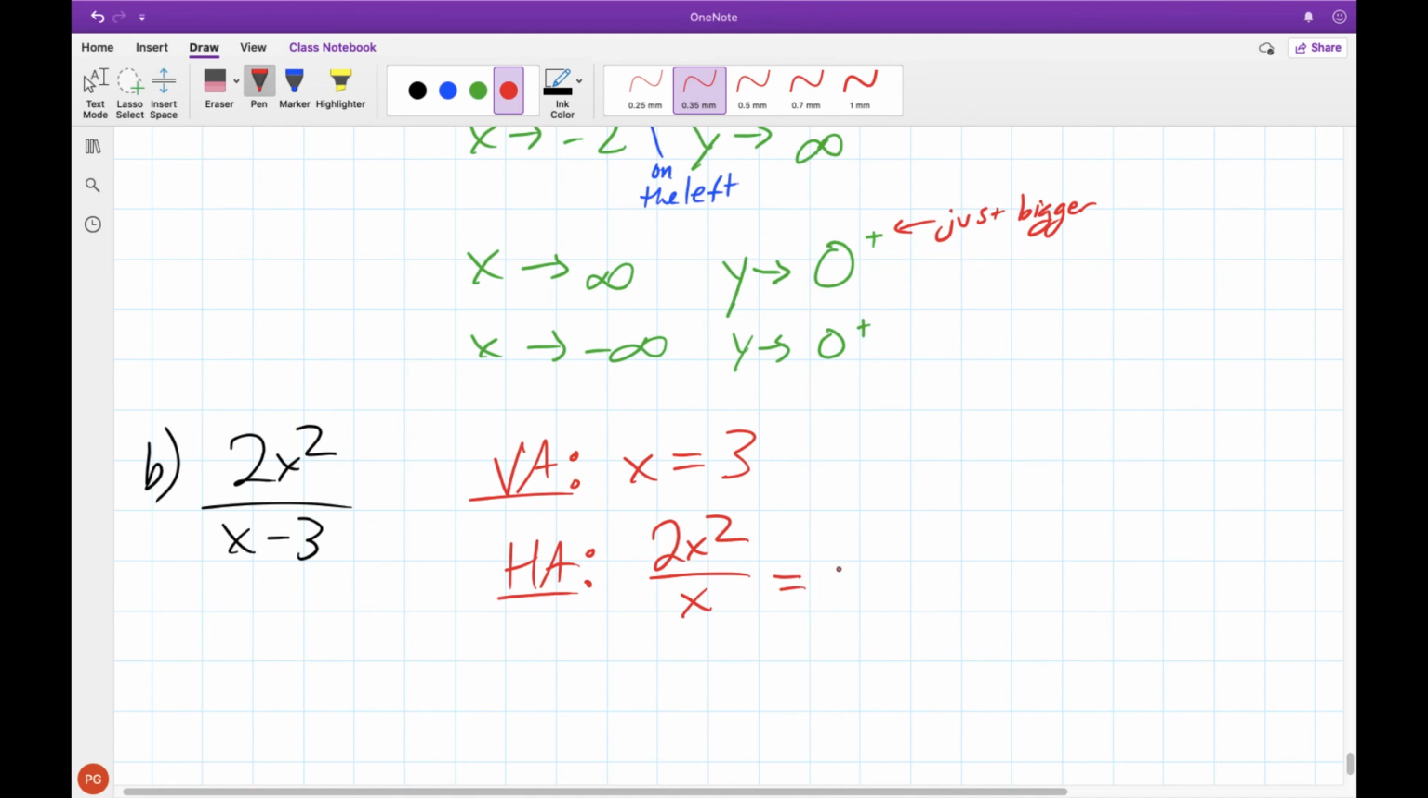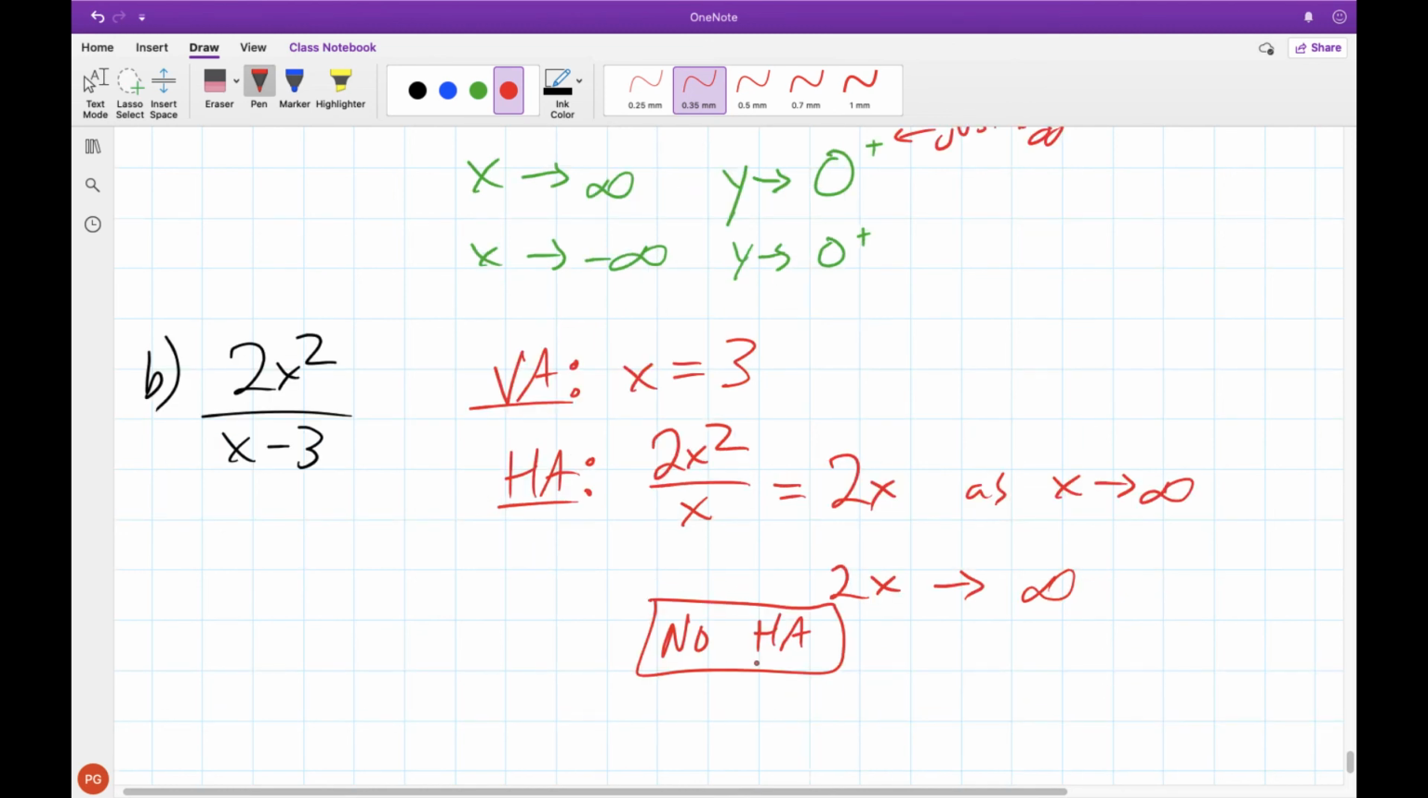We simplify to get 2x, and then as x goes off to some big number, what happens to 2x? In this case, it would also go to some big number, right? 2 times a big number is also a big number here. Since it doesn't approach a value, there are no horizontal asymptotes, only our one vertical asymptote.